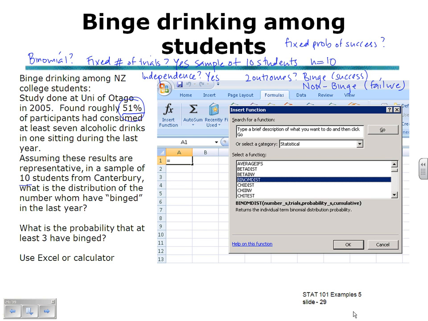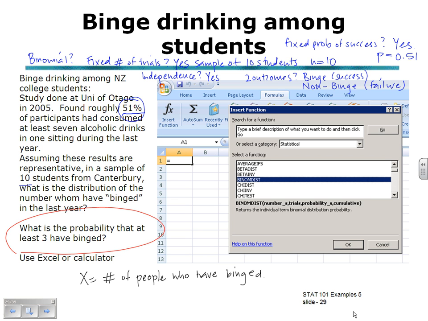We'll be using the probability, or fixed probability of success, therefore, of 0.51. Probability of 0.51 of a binge. So the requirements for a binomial are satisfied. If x is our binomial random variable, x is the number of people who have binged. And the question asks us, what's the probability that at least 3 have binged?